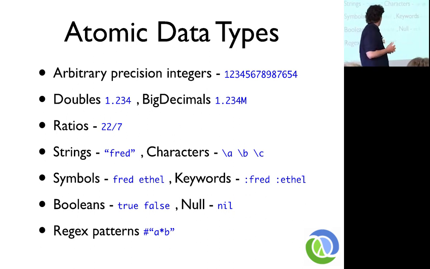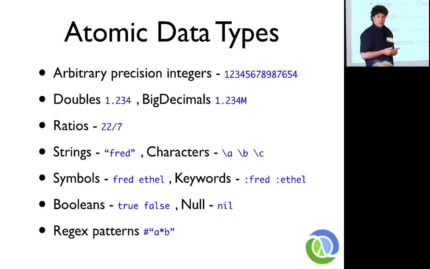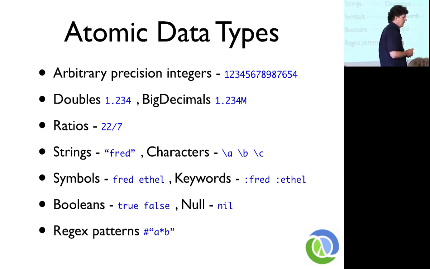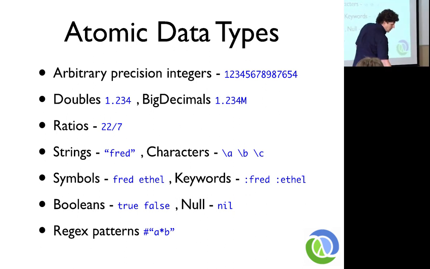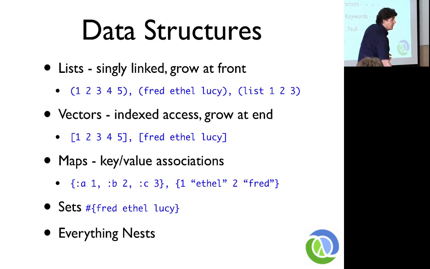So you compose your programs out of these data types. There's Boolean literals. Nil unifies with Java null. They are the same thing, and they represent nothing in Clojure. In addition, it has regex literals. So these are the atomic data types.